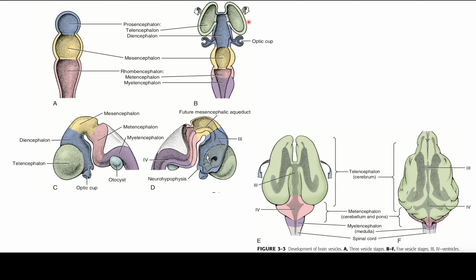From the rostral rhombencephalon, the cerebellum, or dorsal metencephalon, develops dorsally. The remaining ventral metencephalon becomes the pons. The caudal rhombencephalon forms the myelencephalon, or the medulla oblongata. The fourth ventricle is the lumen of the neural canal in the rhombencephalon.